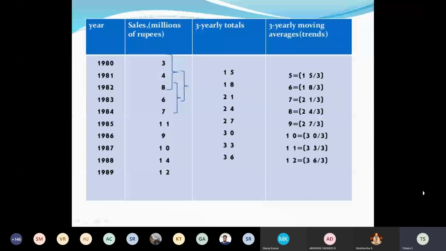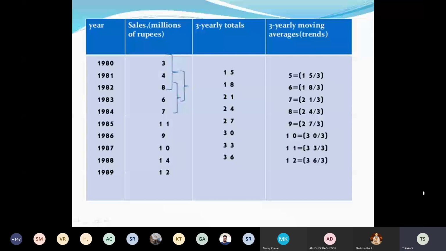Likewise, we have to calculate the 3-year total as well as the 3-year average. This is called the moving average, that is, we calculate the first set, second set, third set, likewise. So these are called moving averages. The last total in the 3-yearly total, 36, is the total of the last 3 years, 1987, 88 and 89. That 36 is the total of 10, 14 and 12, and it should be written in the middle of these 3 years, that is in 1988. The average of 36 is 36 by 3, that is 12.